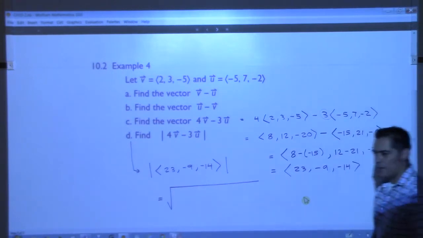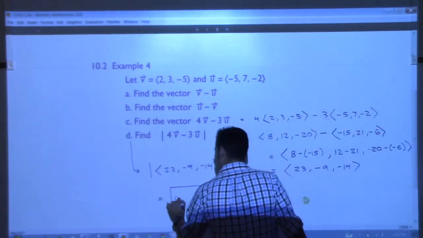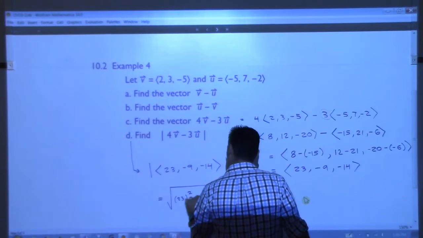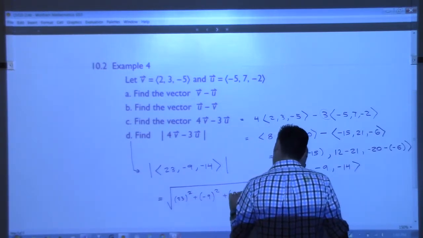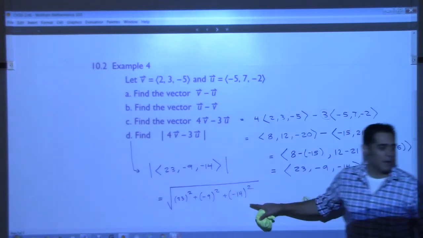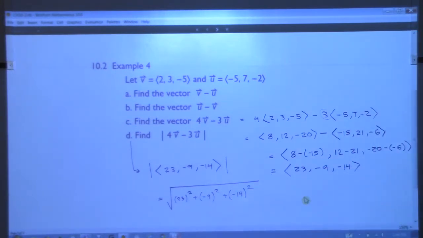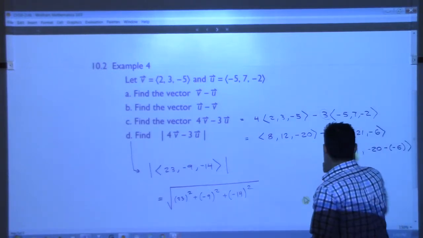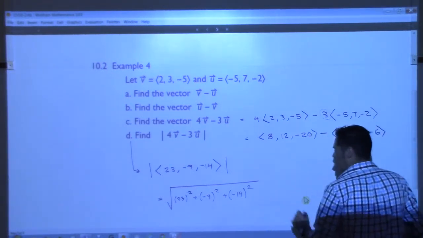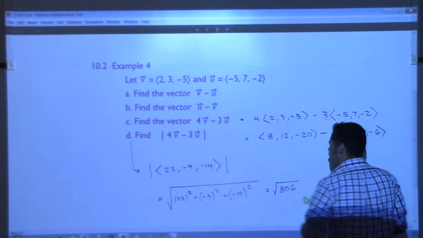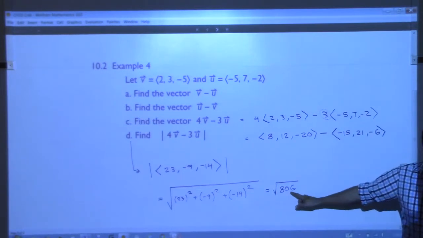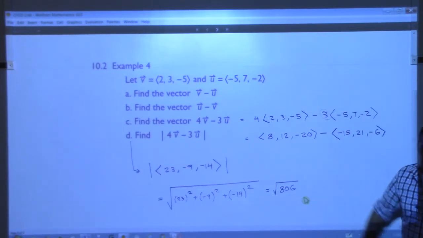So I'm going to need someone with a calculator here. 23 squared plus negative 9 squared plus negative 14 squared. And that's just the formula from the previous note, right? I had that on the board a second ago. It's 28.39. 28.39? Or the square root of 806. 806? Okay, so we'll leave it as an exact answer. We'll just leave it like this. You can give me the decimal, but I would like to see the exact first.